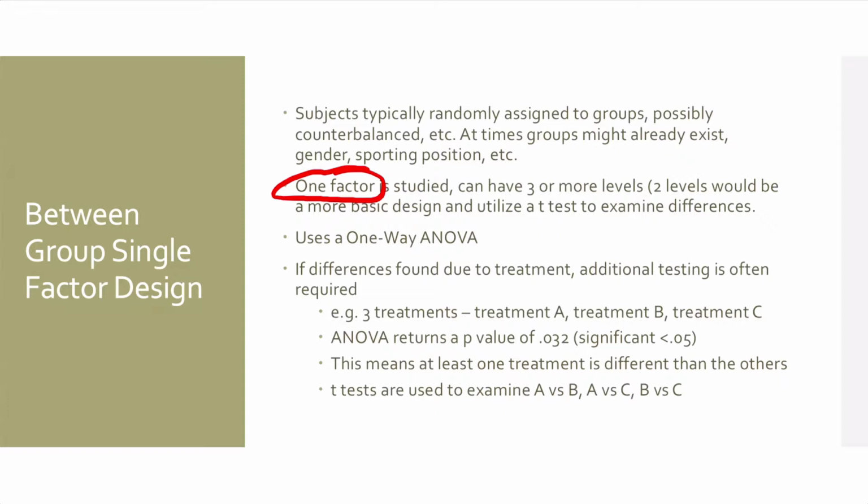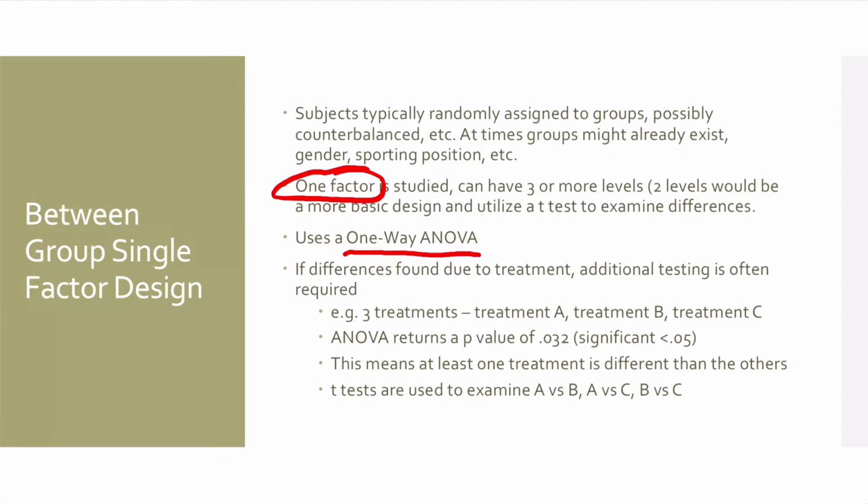The statistical test that's used in a single factor design is a one-way ANOVA. When we see differences between the groups, if we look at sprint speed among the different soccer positions, we're going to see differences between the different players. However, we would use an ANOVA to see if those differences are real, or are they likely to just be due to random variability.